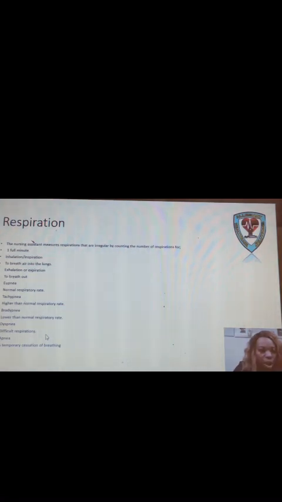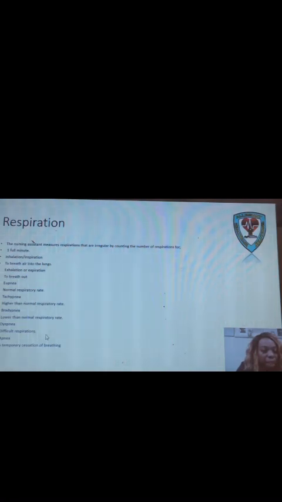If you are measuring respirations that are irregular, you should count for at least 1 minute. One respiration is the equivalent of inhalation and exhalation. So basically, you're going to inhale, which is breathing air into the lungs, and then the resident will exhale, and that's breathing air out.